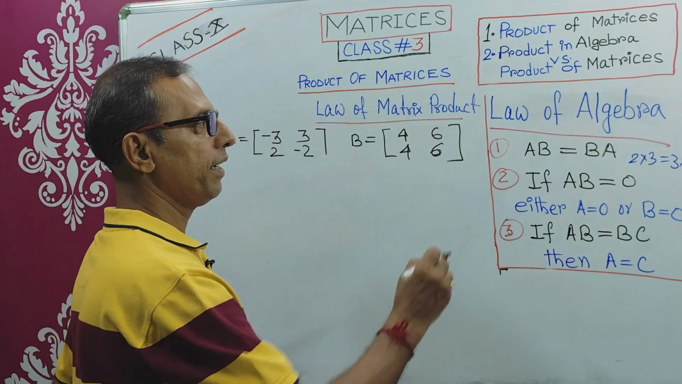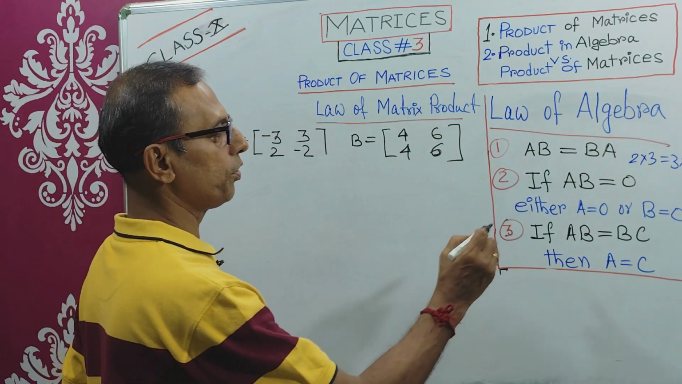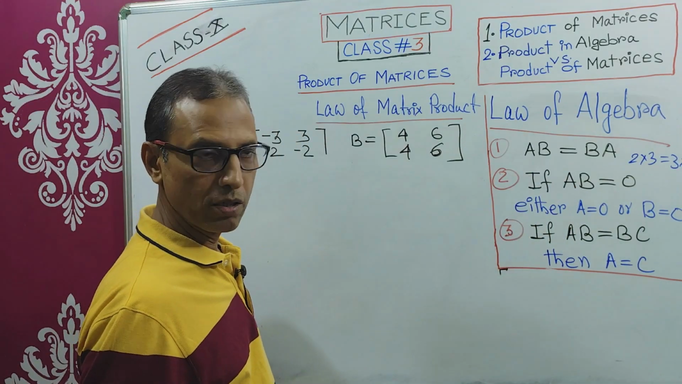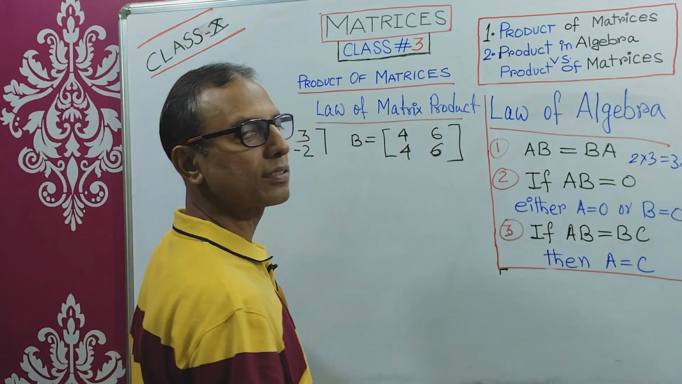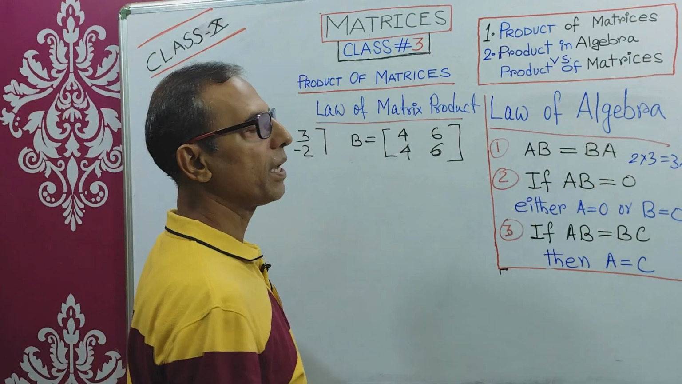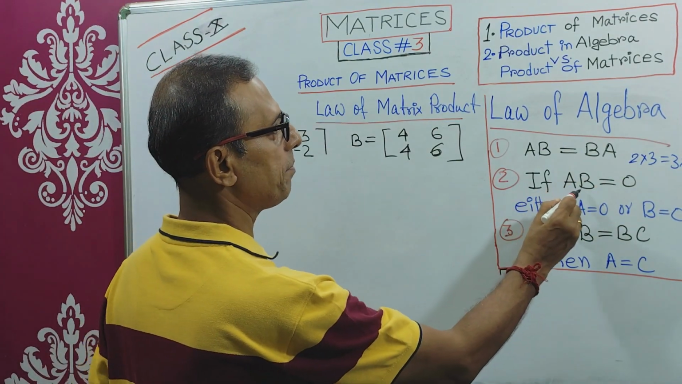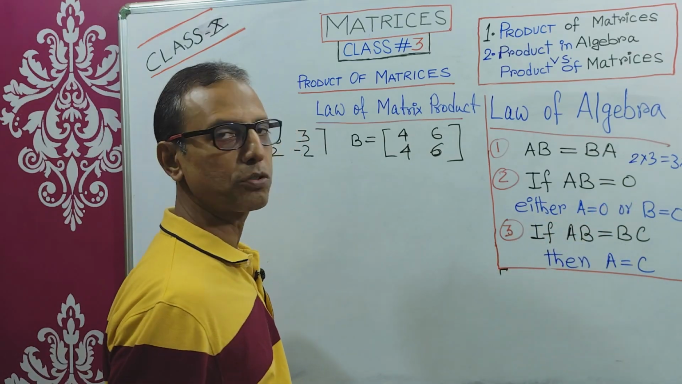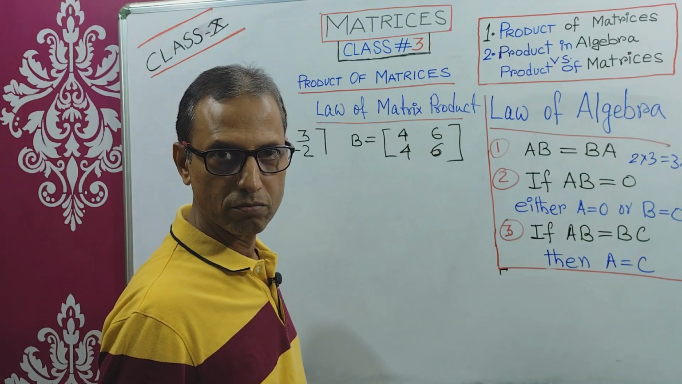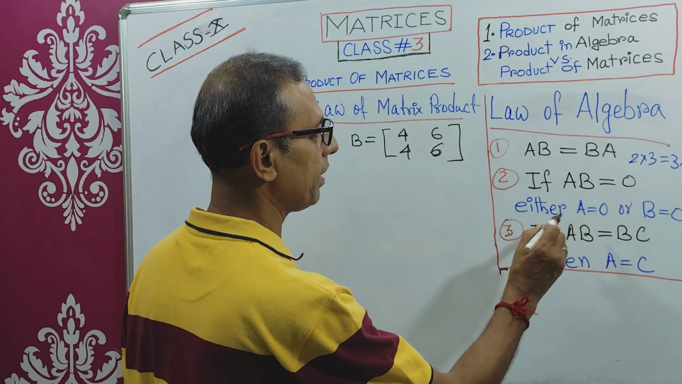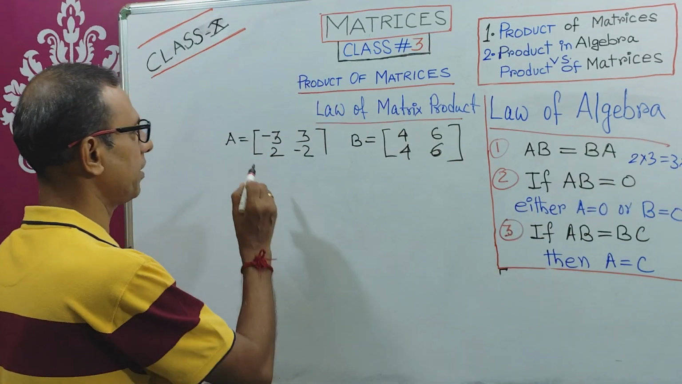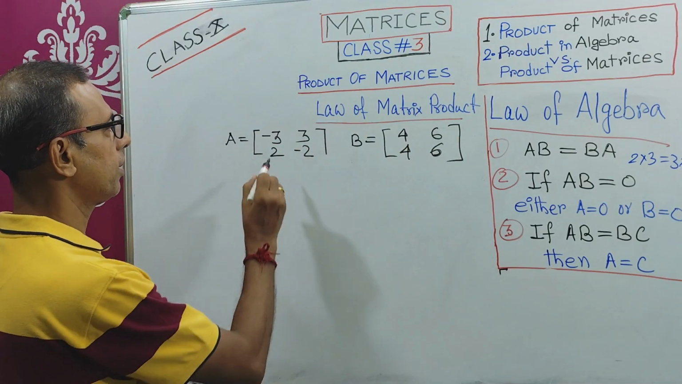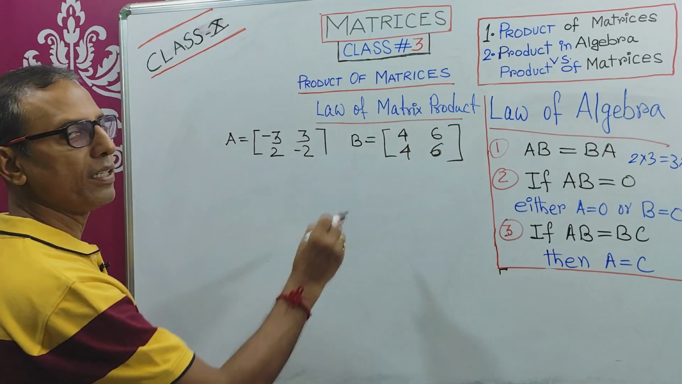Okay. In case of algebra, we know that if the product of two variables is 0, then either of them is 0. So if AB equals 0, according to algebra, either A is 0 or B equals 0 or both of them are 0. Right? The minimum condition is that any of them is 0. But in matrices, even though you find that AB equals 0, neither A is 0 nor B is 0.